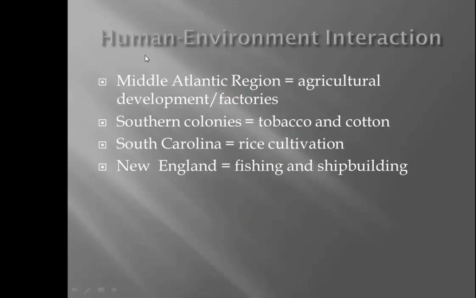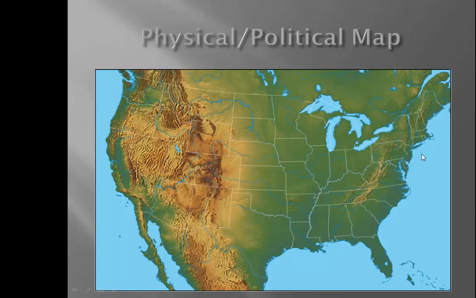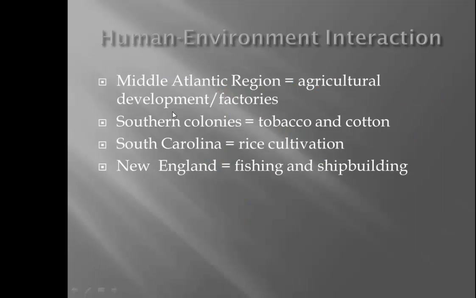You got that. Human environment interaction. I kind of just showed you a map on this. What is it telling you? The Middle Atlantic region. That's going to be right in here, the Mid-Atlantic. These middle states, right in through here. What's going on there? There's some agriculture. They're developing factories. Pretty simple.